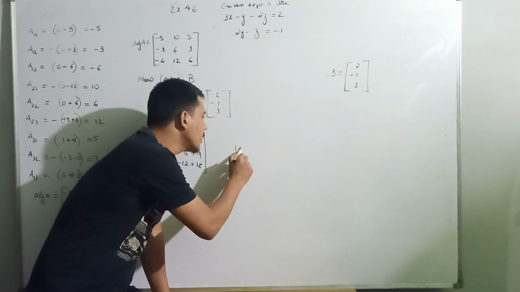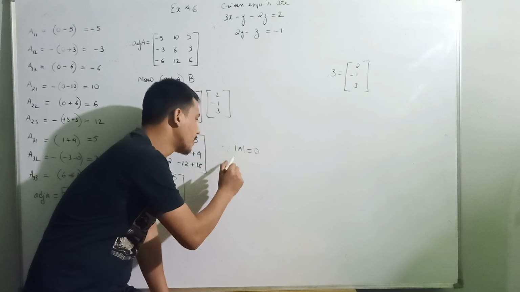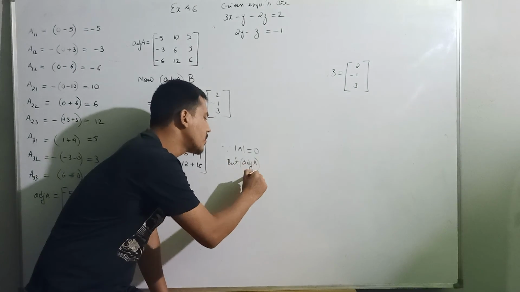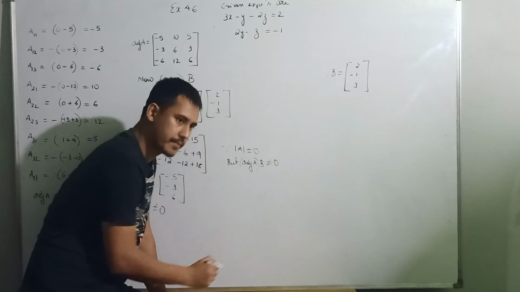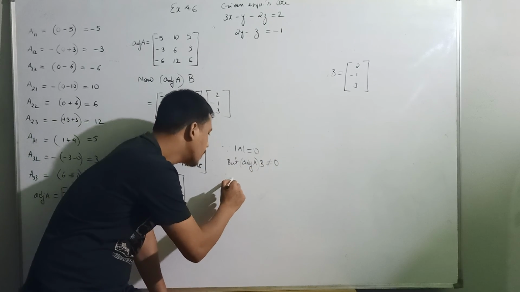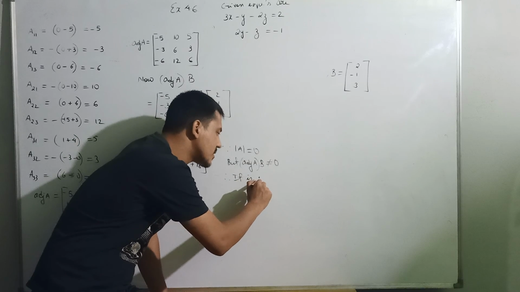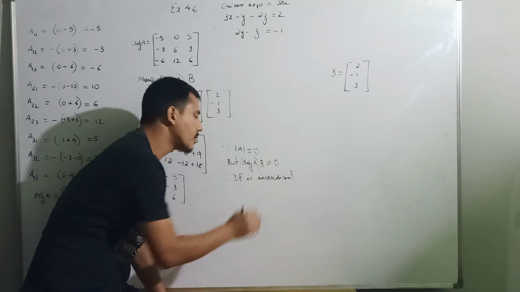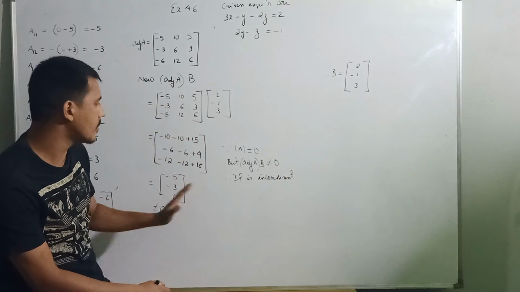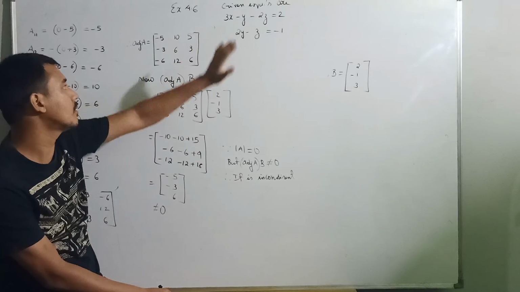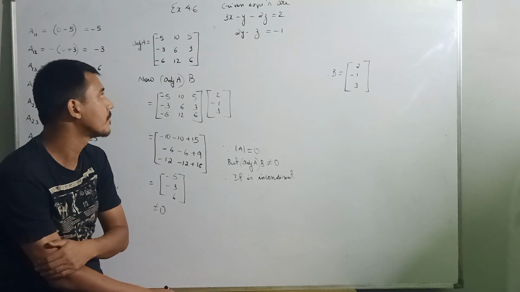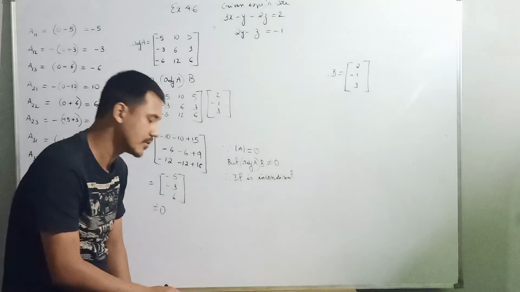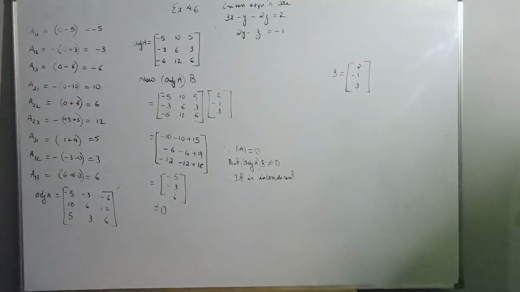So the determinant of A is 0, but the adjoint of A into B is not 0. Therefore, the given system of equations is inconsistent. If this was also 0, then it could have been consistent or inconsistent, depending on whether your equation says what? A solution or no solution. Okay, so that's all. That is how you check the consistency. Let's see, you can try one.